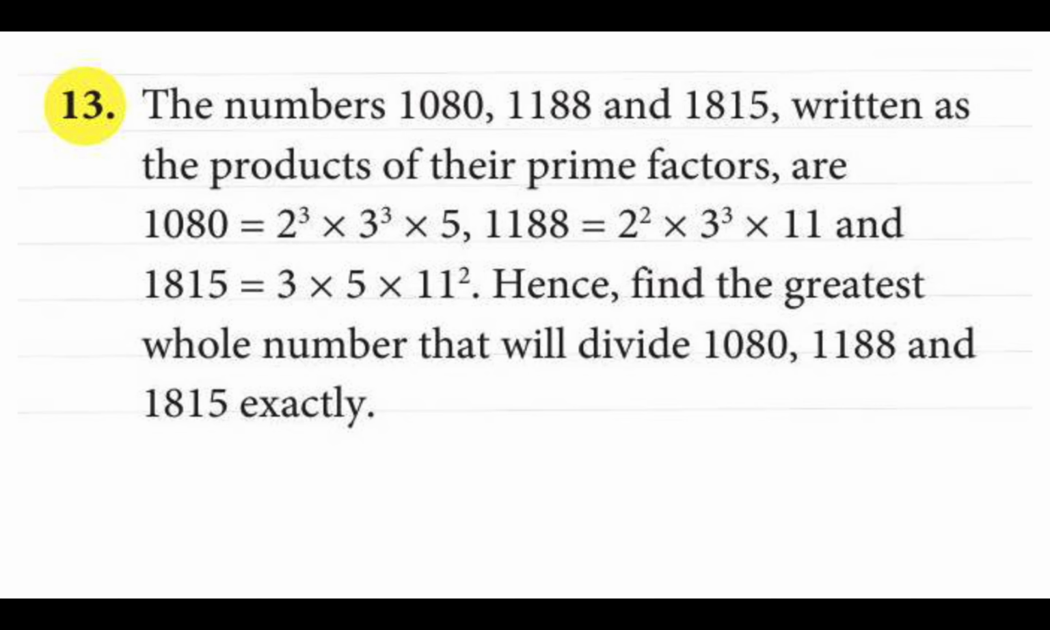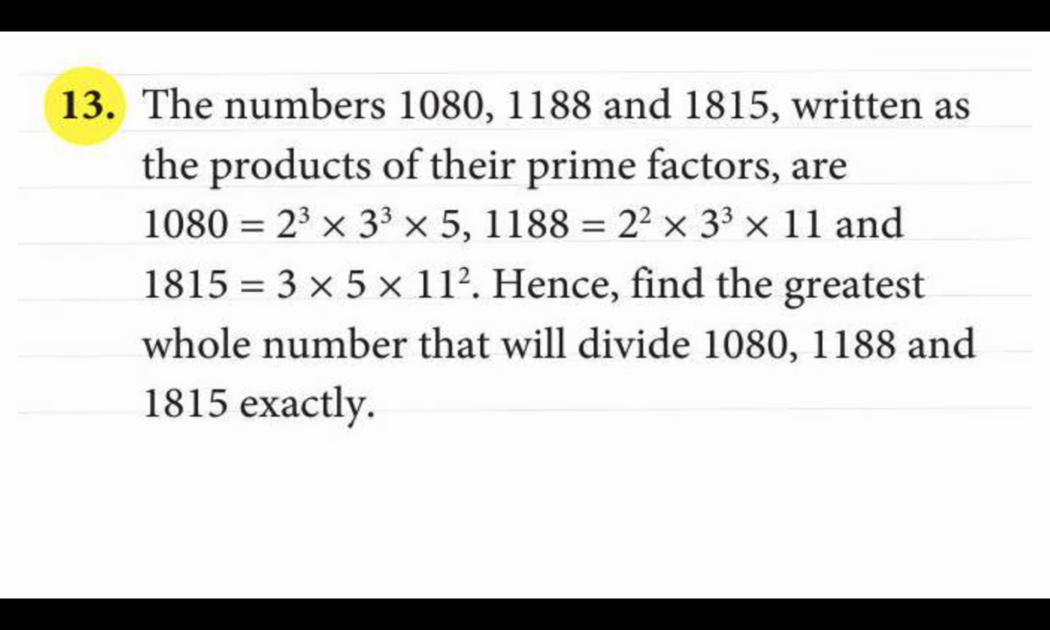Let's get started. So the first question is the numbers 1080, 1188 and 1815. They're written as the product of their prime factors, we are given, right? 1080 is 2 to the power 3 times 3 to the power 3 times 5. 1188 is 2 to the power 2 times 3 cubed times 11. And 1815 is 3 times 5 times 11 squared.